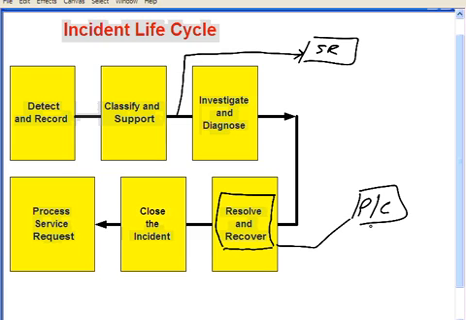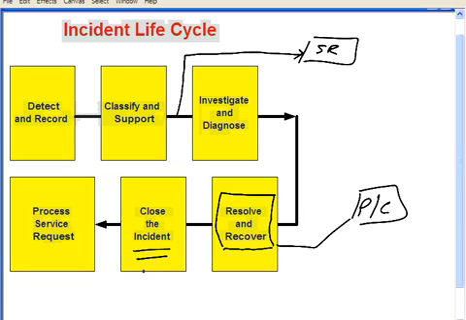Once that's put in place, then we've got closure. Everybody wants closure, in a relationship, in life, and of course in incident life cycles. The users are asked if they're satisfied with the solution, and then you close the incident. There may be some follow-up, maybe through a survey or a questionnaire, to help improve this process.